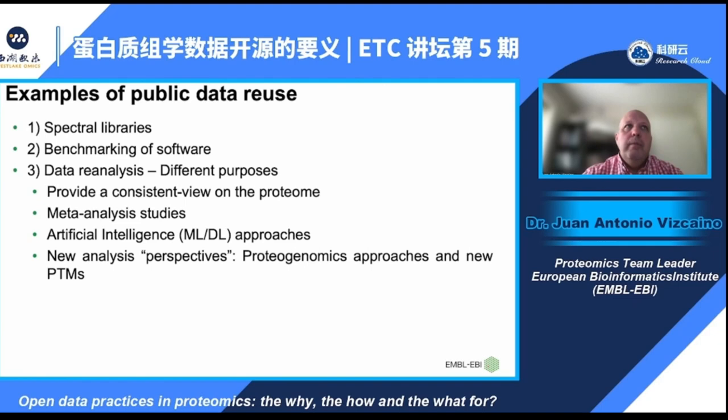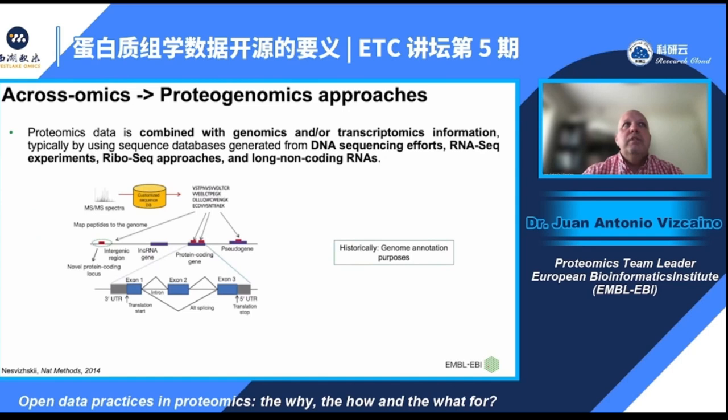In the context of proteogenomics approaches, just a definition: in proteogenomics, proteomics data is combined with genomics and transcriptomics information, typically by using sequence databases generated from DNA sequencing efforts, RNA-seq experiments, Ribo-seq approaches, or non-coding RNAs.